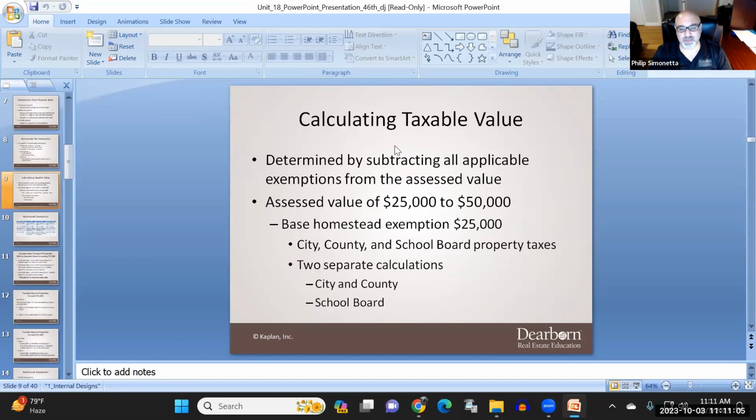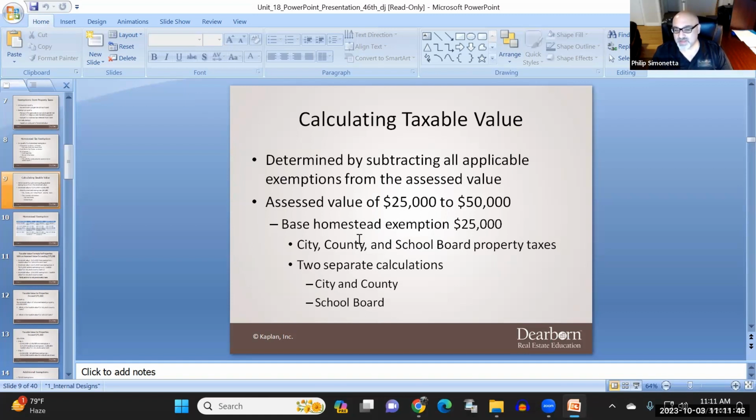So let's talk about calculating the taxable value. It's determined by subtracting all applicable exemptions from the assessed value. So the assessed value of $25,000 to $50,000 will get a base homestead exemption of $25,000. Now, do you know of any houses that are assessed at $50,000? Does it even exist anymore? I don't think there's any property you can live in that's a house that can be that, but there are different levels, and I'm going to explain that to you. Okay, the base homestead exemption is $25,000.